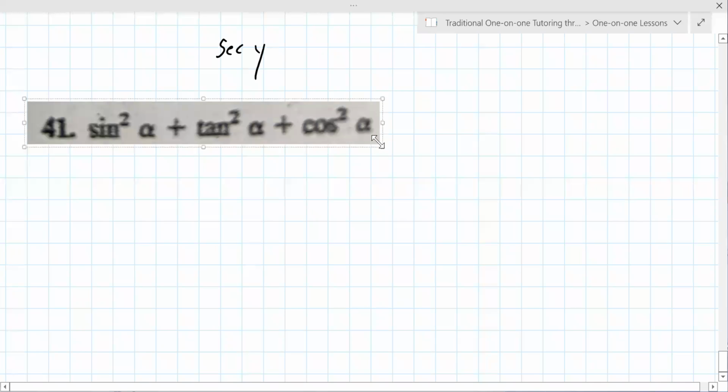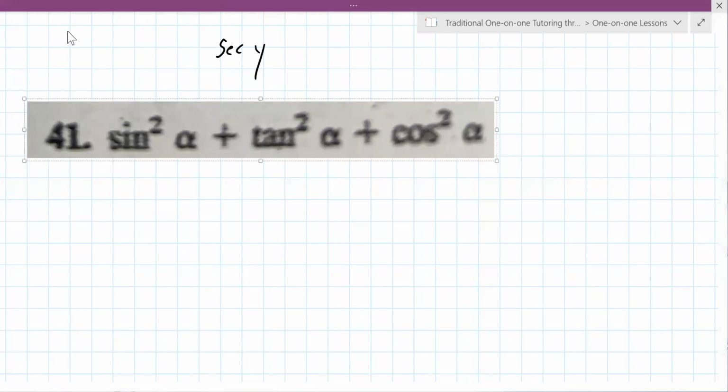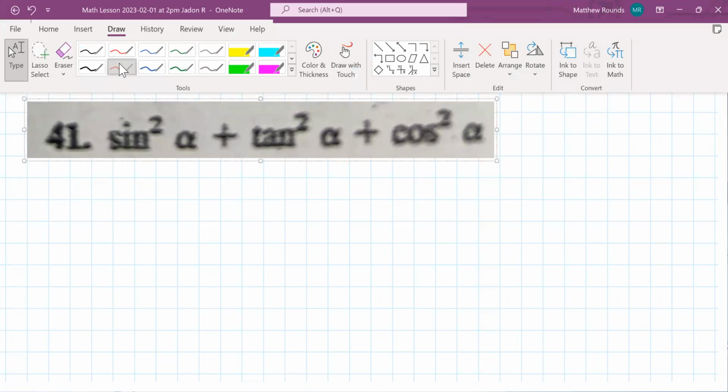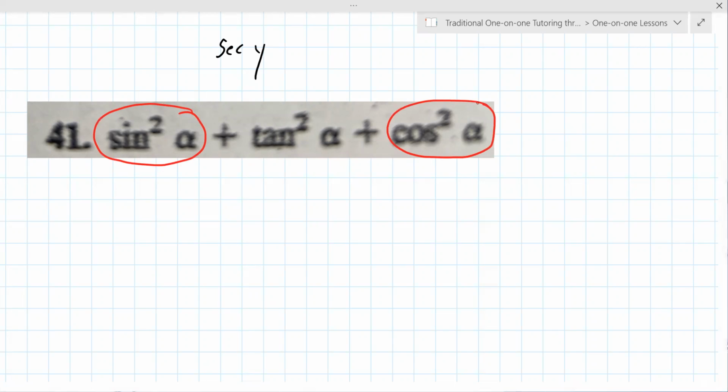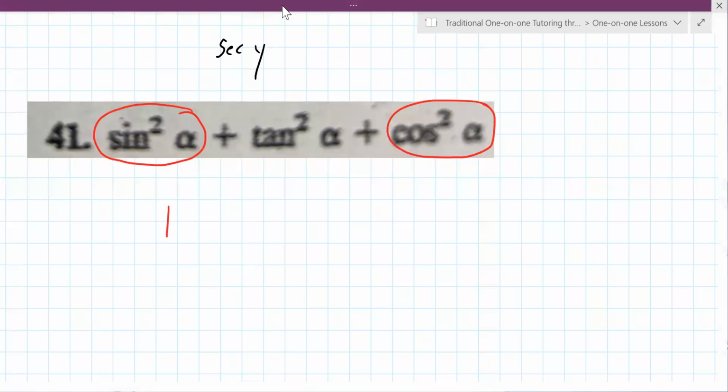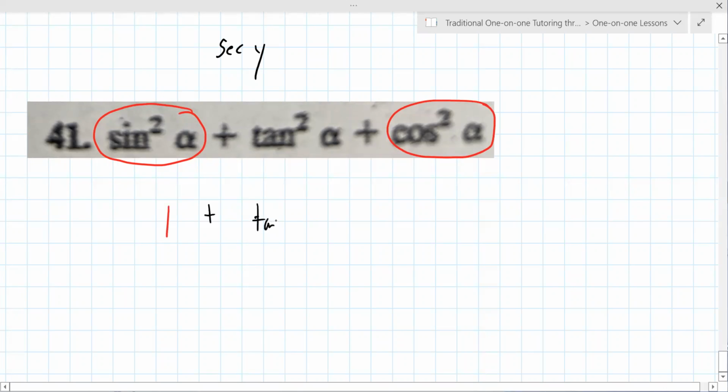So 41 here, we got a bunch of things going on the left side here. It's sine squared alpha plus cosine squared alpha. That should really stand out to you. Like if your teacher wanted you to know anything, it's sine squared plus cosine squared equals 1. All right, so those two become 1, and then you bring the rest down. This plus tangent squared alpha.